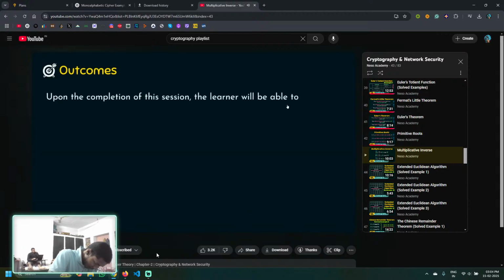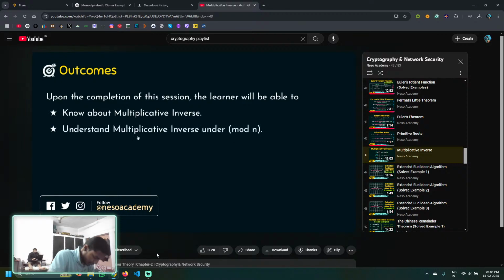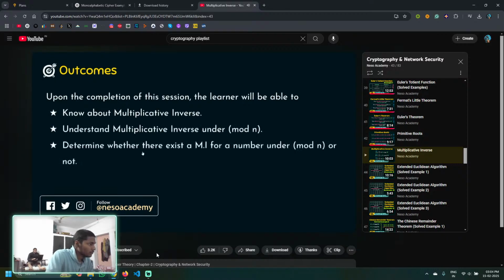Upon the completion of the session, the learner will be able to, outcome number 1, know about the multiplicative inverse. Outcome number 2, understand multiplicative inverse under modular arithmetic, which means numbers with mod n. And outcome number 3, determine whether there exists a multiplicative inverse for a number under modular arithmetic or not. Before diving into what is multiplicative inverse under modular arithmetic, let's understand the basics of multiplicative inverse.